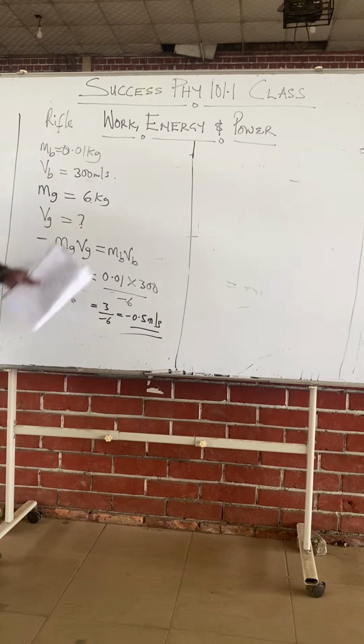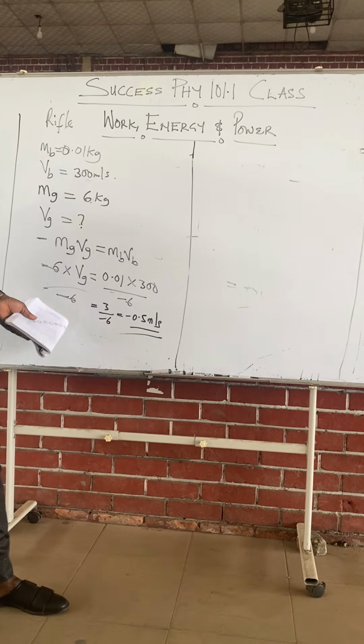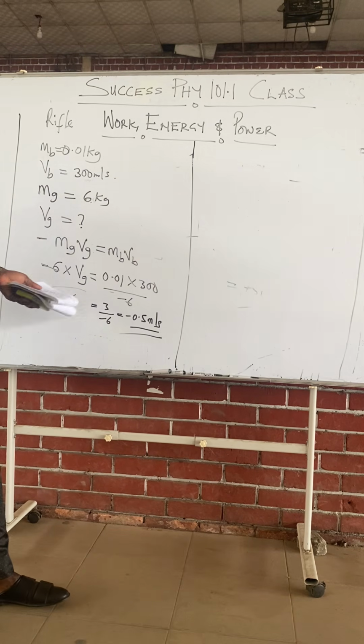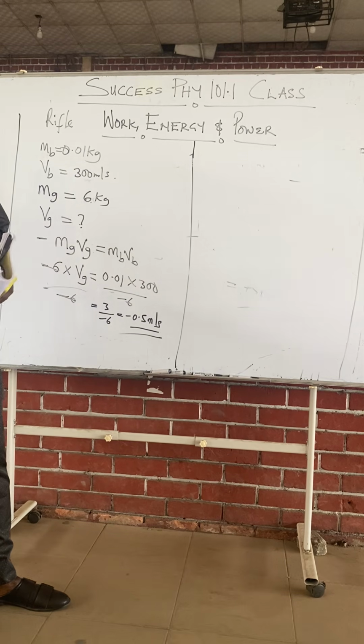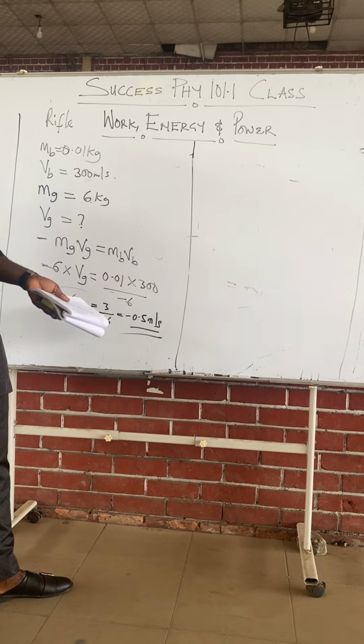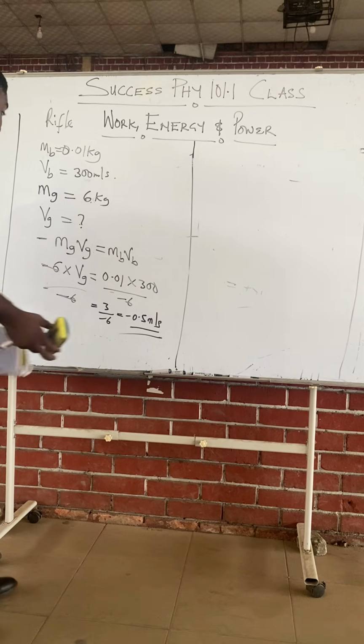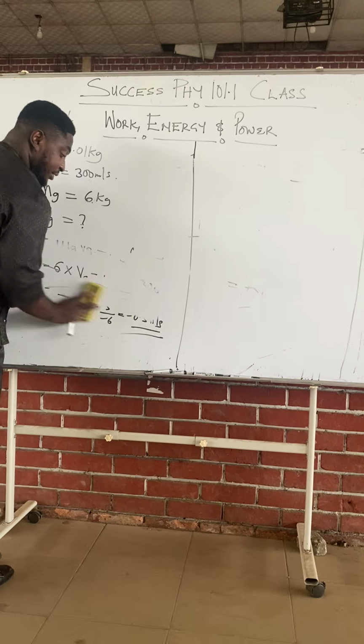Class, our topic is work, energy, and power. We just digressed here quickly. If you see any question like a gun fires a bullet, a cannon fires a bullet, any bullet fired in one direction or the other, find the recoil speed, this formula will do it for you. Let's quickly go to energy. We are done with work. Let's go to energy.